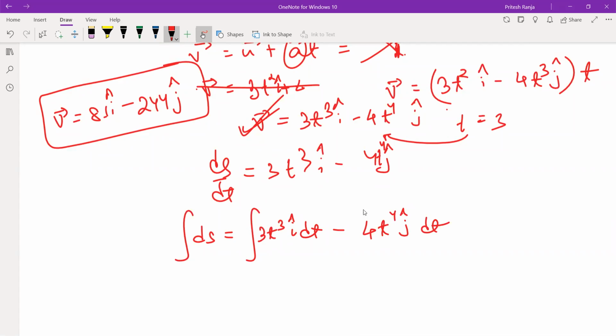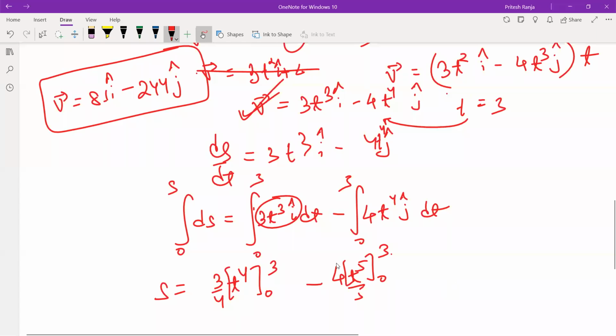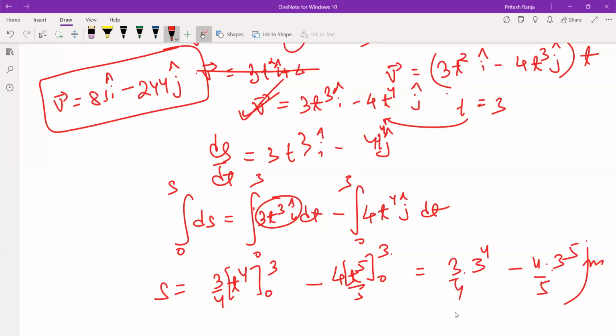So integrating from 0 to 3, s will be: the integration of 3t³ is 3 by 4 t⁴, and we put the limits 0 to 3. That will give us the displacement. So we substitute here 3 by 4 into 3 to the power 4 minus 4 by 5 into 3 to the power 5. So this much meter will be the displacement of the particle.